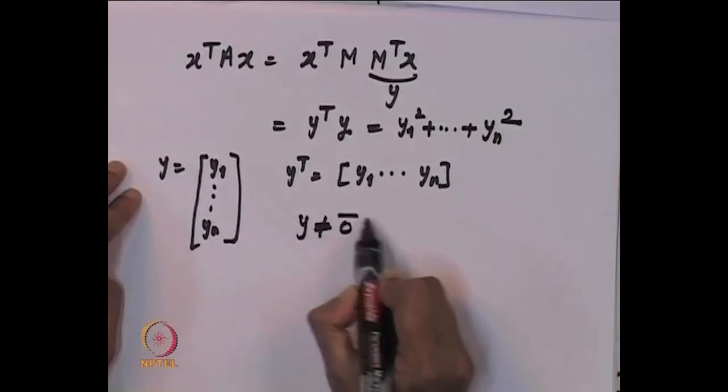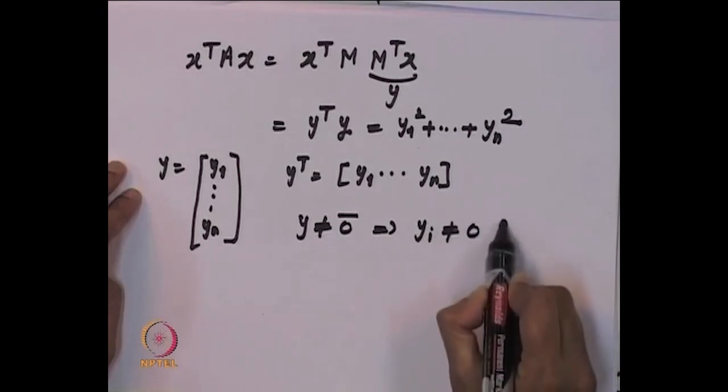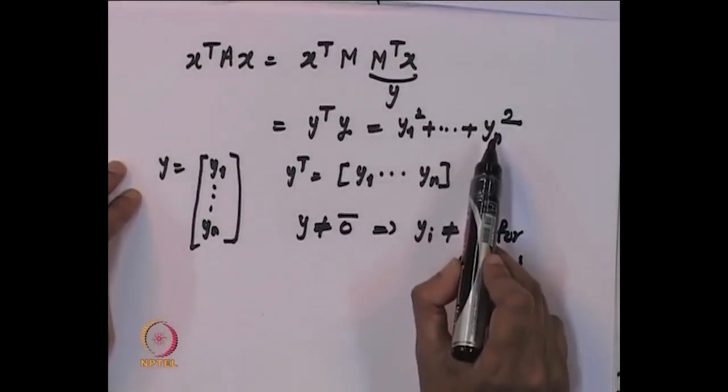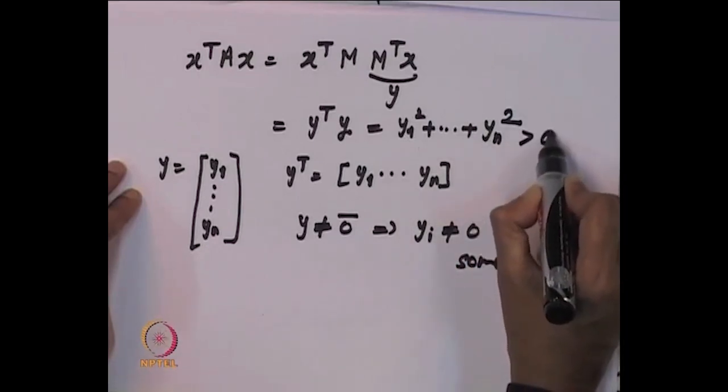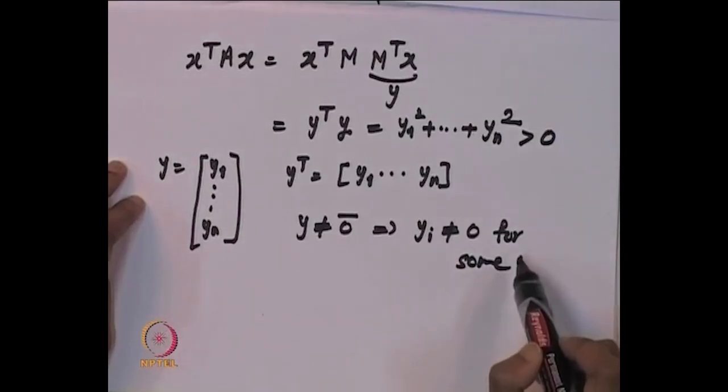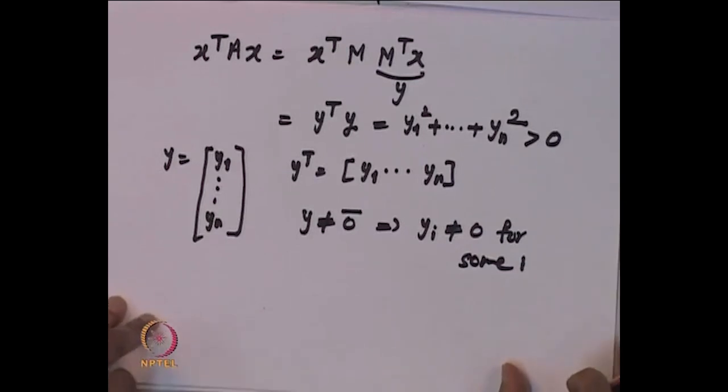Now, y not equal to 0 vector implies y i not equal to 0 for some i. At least one y i has to be non-zero. Now, y 1 square plus y 2 square plus up to y n square will be strictly bigger than 0, because each entry is bigger than or equal to 0, and one entry is strictly bigger than 0. So, we have proved that if A is equal to M M transpose with M an invertible matrix, then it is a symmetric matrix, and x transpose A x is bigger than 0. So, it is a positive definite matrix. So, now we have that if A is a positive definite matrix, then you can write A as G G transpose.